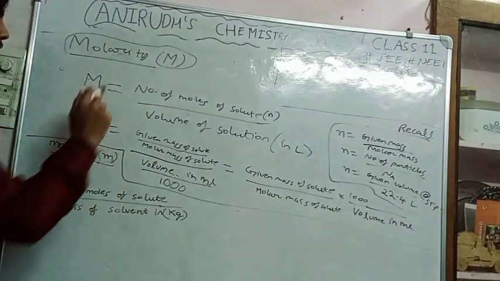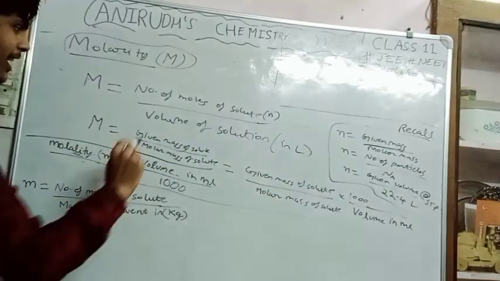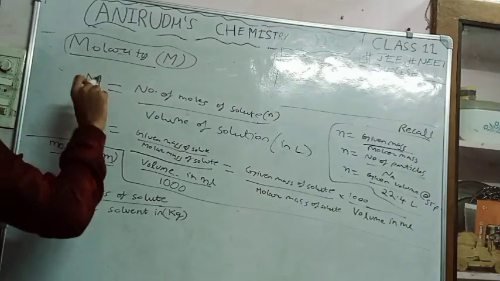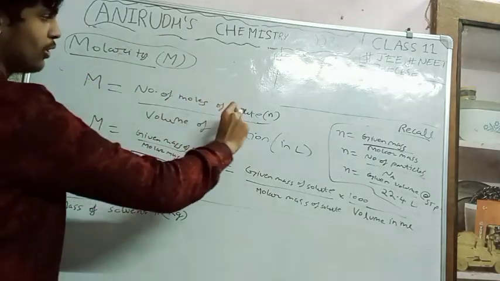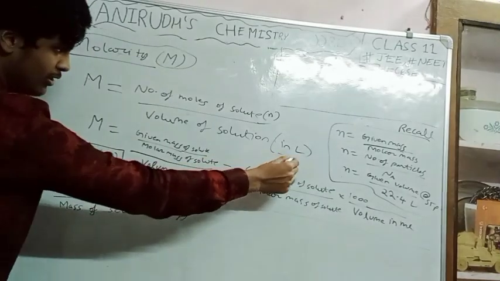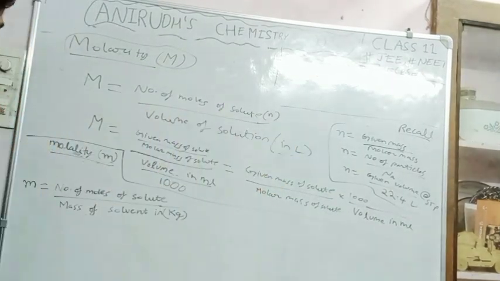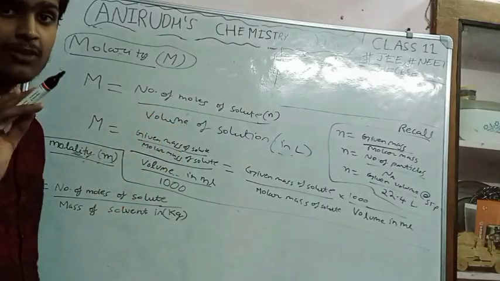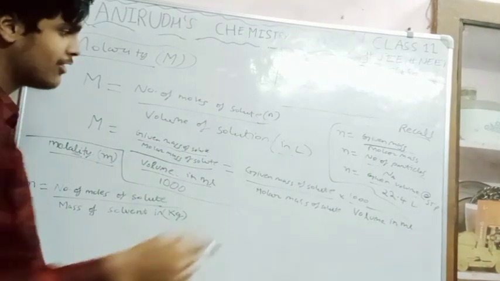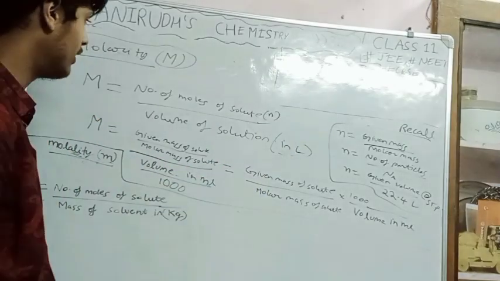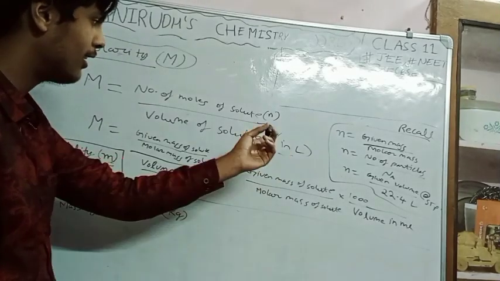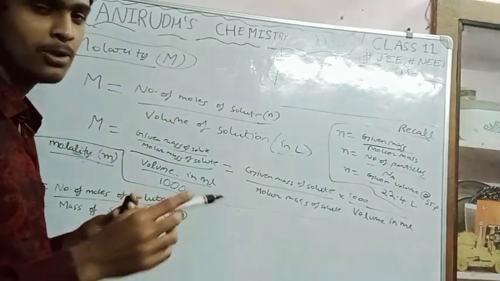Molarity is equal to number of moles of solute by volume of solution in liters. Okay, let us repeat it. Molarity is equal to number of moles of solute by volume of solution in liters. In liters, you must remember it. It's a note point. If you are given a solution, mostly if the examiner wants to twist the question, he will always give it in ml.